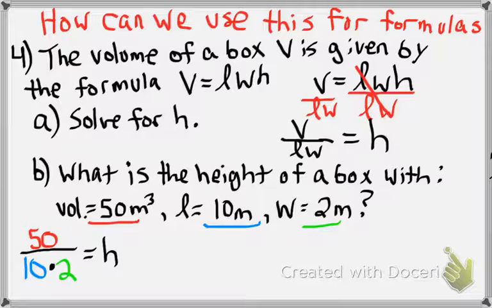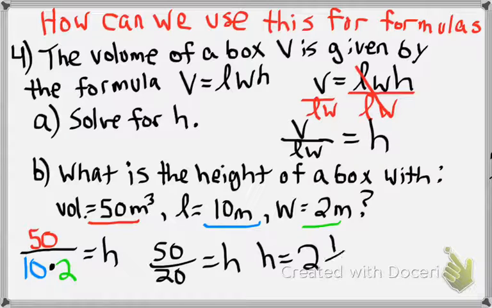Now just follow the order of operations and simplify what you can over there. And you'll have 50 divided by 20. Find out what that equals, and that's going to be your answer. 20 goes into 50 2.5 times. So you could say 2.5, or you can say 2 and a half. We were talking meters in our question, so 2.5 meters. So the height of our box, of our rectangular prism, is 2.5 meters tall. That's how tall it is. We solved for the height.